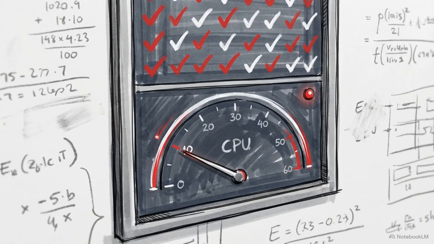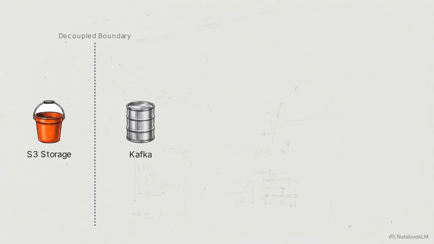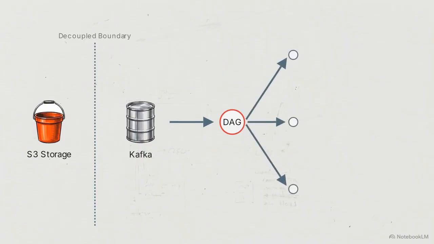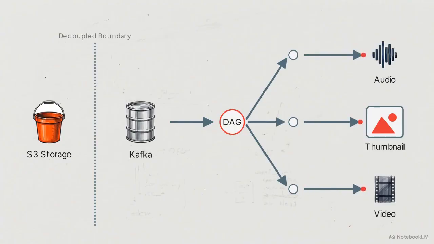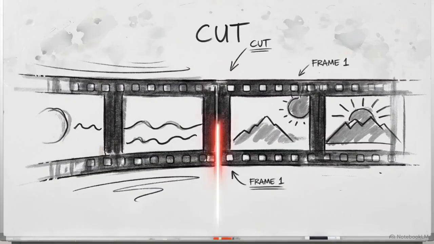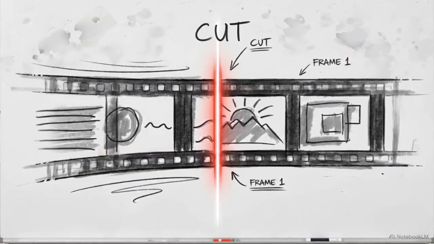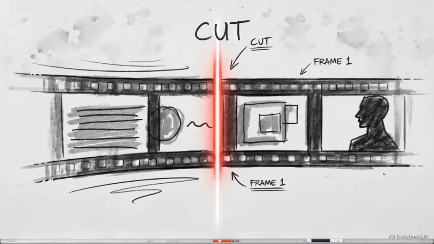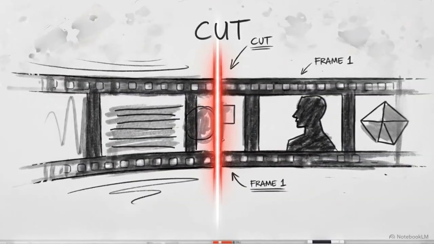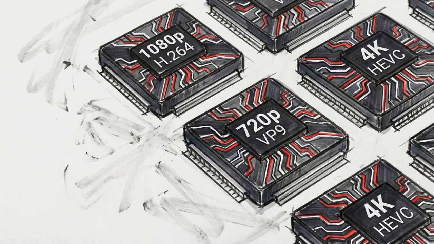remain highly available. Once raw chunks land in S3, the bucket fires an event into a Kafka distributed commit log, decoupling ingestion from processing. This triggers a directed acyclic graph scheduler, which splits the file into parallel streams for audio extraction, thumbnail generation, and video encoding. To maximize compression efficiency, the encoder analyzes frames and slices the chunks exactly at scene changes, grouping visually similar frames to improve final output quality. Parallel workers then take these customized chunks and encode them simultaneously into multiple resolutions and different codec formats.